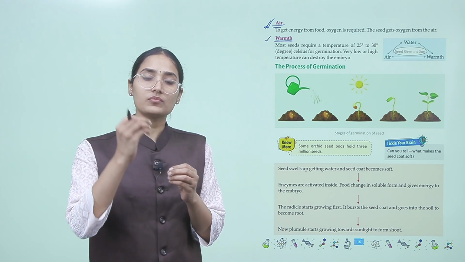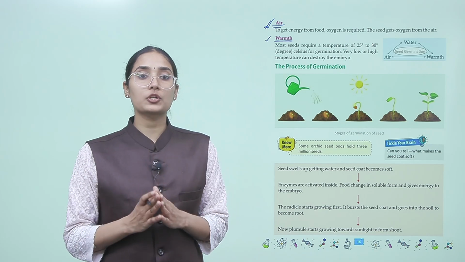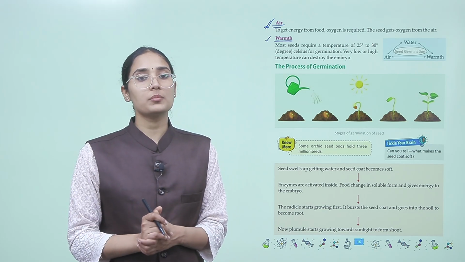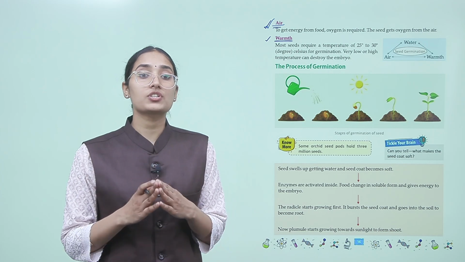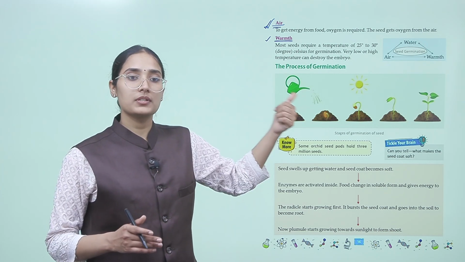Basically the heat that it gets from the sunlight. So most seeds require a temperature of 25 to 30 degrees Celsius for germination. Very low or high temperature can destroy the embryo, okay? So warmth is also necessary.